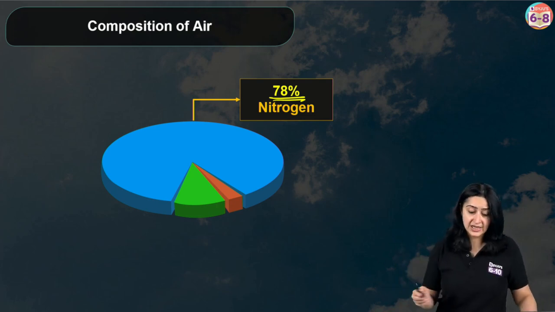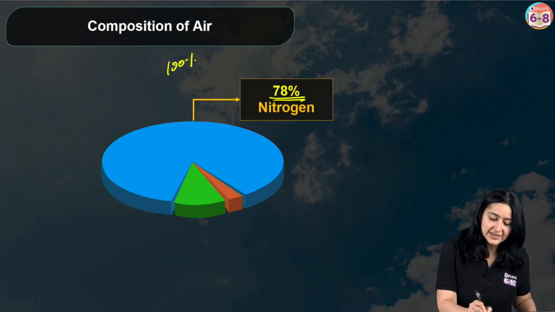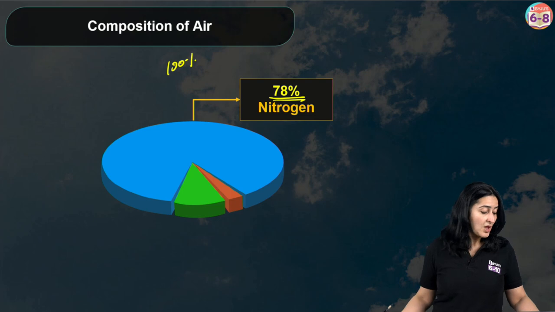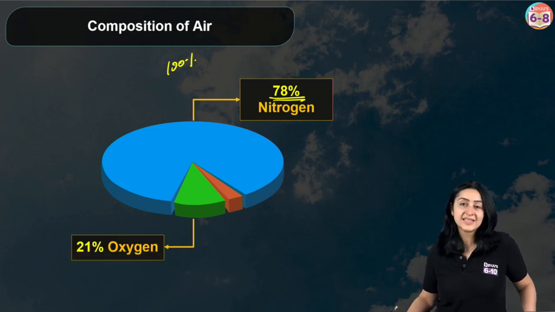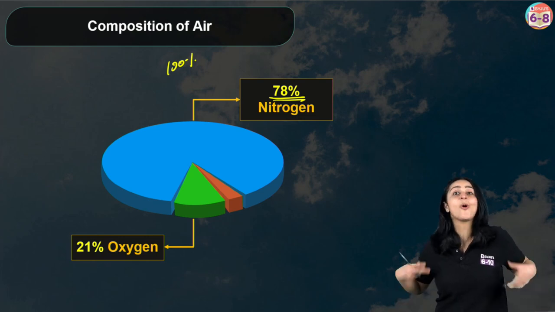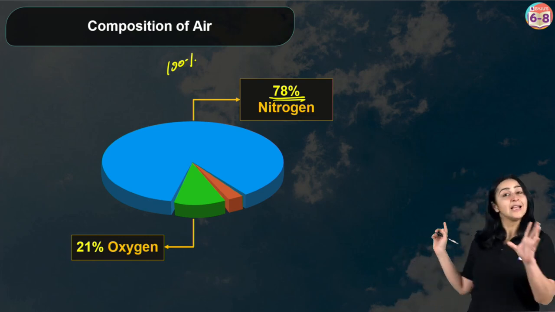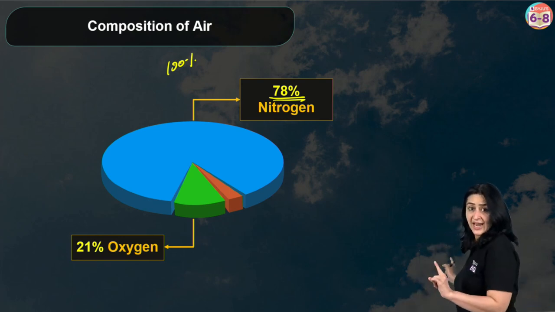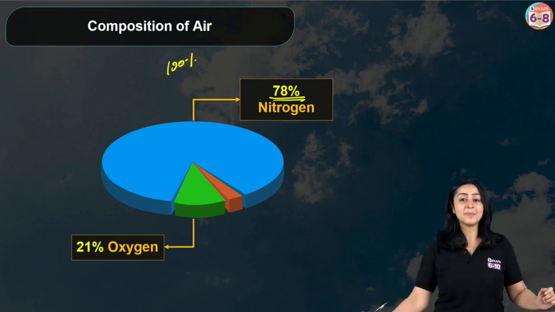Well, out of this 100%, if we are saying that this is 100%, 78% of this is nitrogen, 21% of this is oxygen. Surprising, no? Because we need so much of it to breathe. But this is actually not the majority gas. Oxygen forms only 21% of the air around us. 78% is nitrogen, 21% is oxygen.